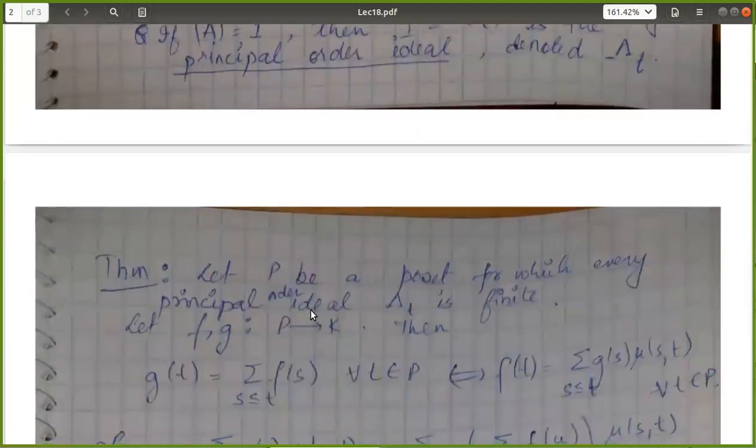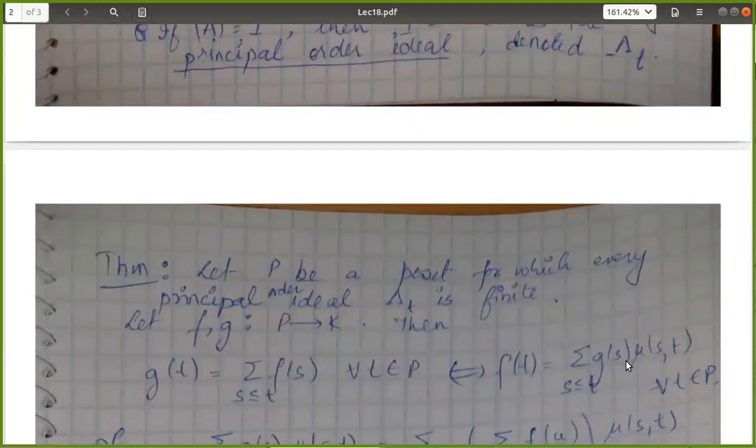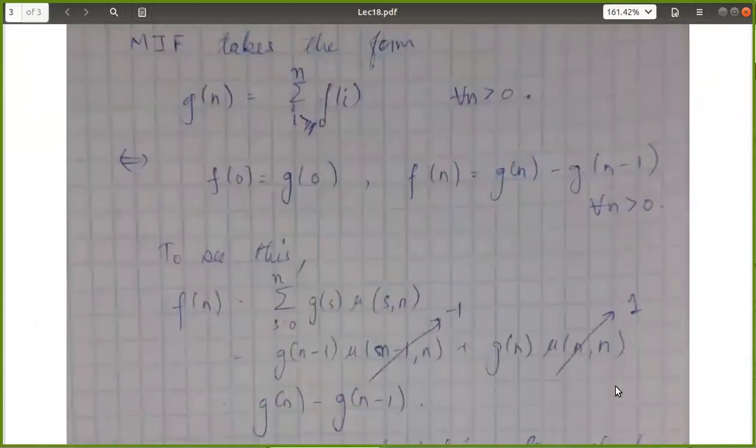And then this is equivalent to f of t being equal to the summation of g of s mu of s,t, s less than or equal to t. So here, f of n is the sum of g of s mu of s,n, s less than or equal to n, which means s is from 0 to n. Now, if I evaluate this entire thing, I know that this is going to survive when mu is non-zero. And mu is non-zero only for two values. Since n is fixed every time, the only values when mu is non-zero are mu of n minus 1, n and mu of n, n. And mu of n minus 1, n evaluates to minus 1, mu of n, n evaluates to 1.